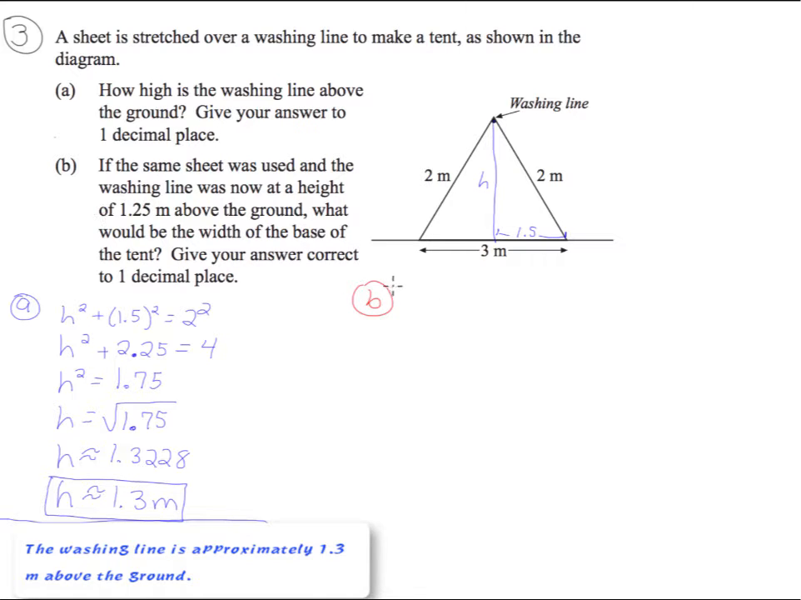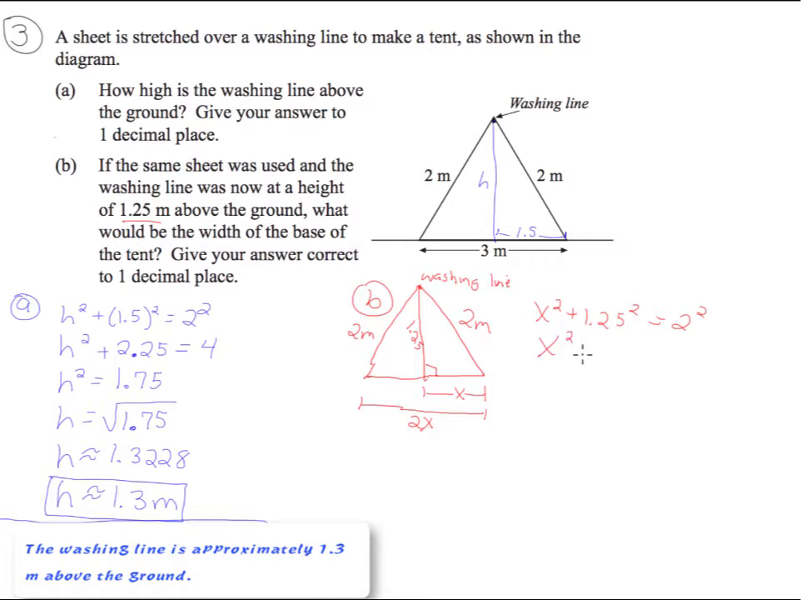Now for part B. Now we're given the same sheet, so my two sides are going to be the same length. They're going to be 2 meters each, but this time the height of the washing line is 1.25 meters above the ground, not that 1.3. And I'm asked to figure out the width of the base of the tent, which will be this 2x, this full width here. So I'm going to start by using the Pythagorean theorem with our x squared plus 1.25 squared equals 2 squared. Solve for that x to get half the length of the base.